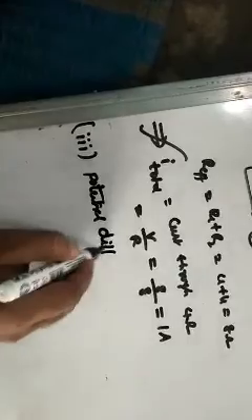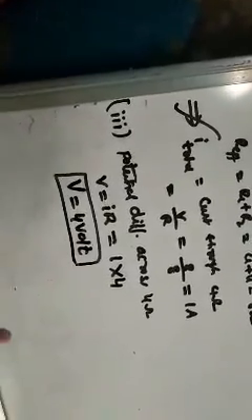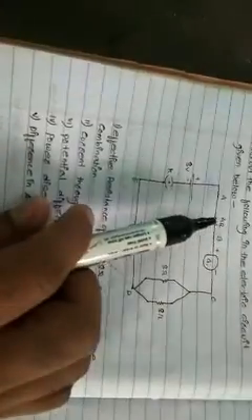Now the potential difference across the 4 ohm resistor. What is the formula? V is equal to IR. I means 1 ampere, R means 4. So potential difference equals 4 volt. This is the answer. Okay, remember this point. Now coming to the fourth question. What is the fourth question? Power dissipated in the 4 ohm resistor. Again, what is the power they are asking?